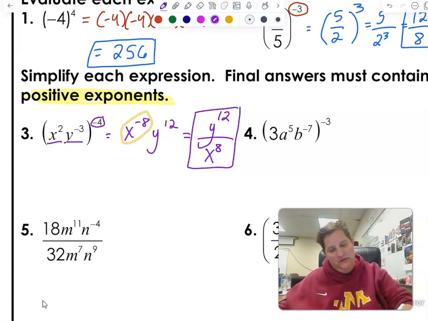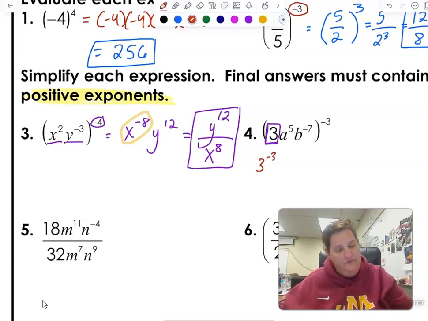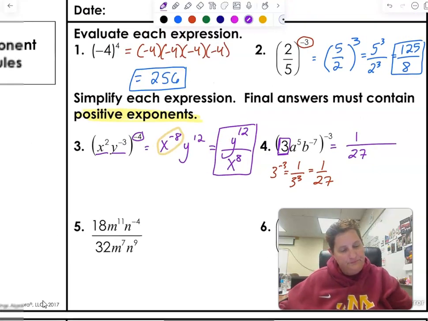Okay, awesome. With this next one, I feel like I want to do the number separate from the other parts. Well, 3 to the negative 3, we know that this is 1 over 3 to the 3, which is going to be 1 over 27. So right now, I have a 1 over 27.